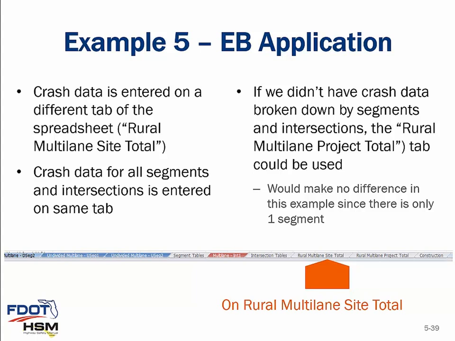If you don't have crash data broken down by segments, you could go one tab over and enter it in the project tab. If you have multi-segments, you could then use the rural multi-lane project total and enter that in for the multi-segments that you have. But in this case, since we're only dealing with one segment for this particular example, it would go under the site tab.